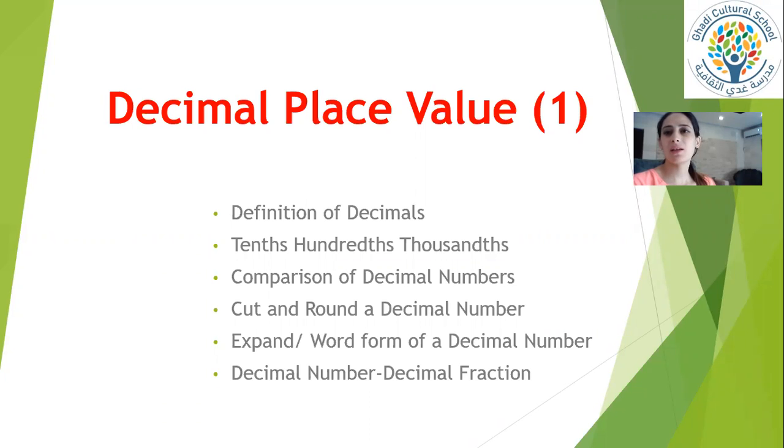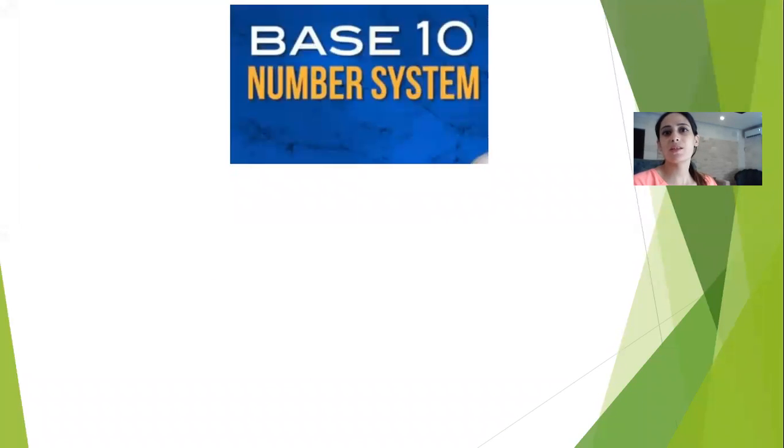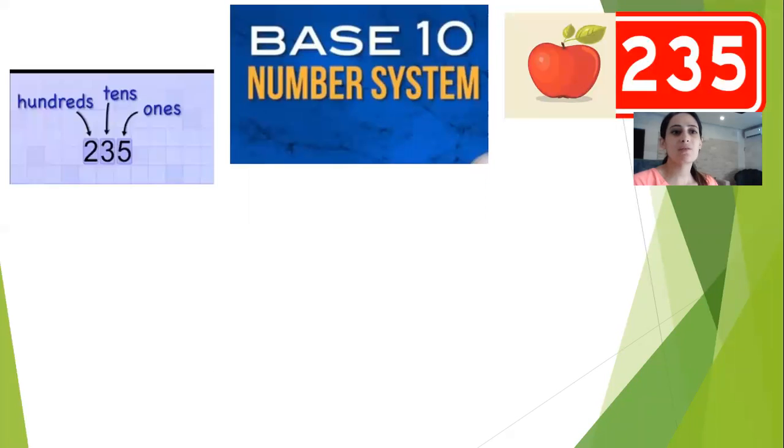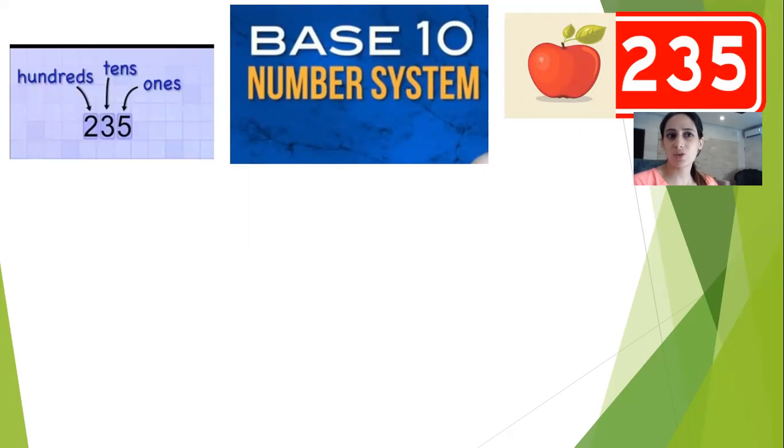Today we will review what we took inside the class about decimal place value, chapter 5. And then we will move on with our objectives. So first of all, we studied that when we want to count, we use the base 10 number system in order to count items. For example, to count 235 apples, I'm using the place values ones, tens, and hundreds.